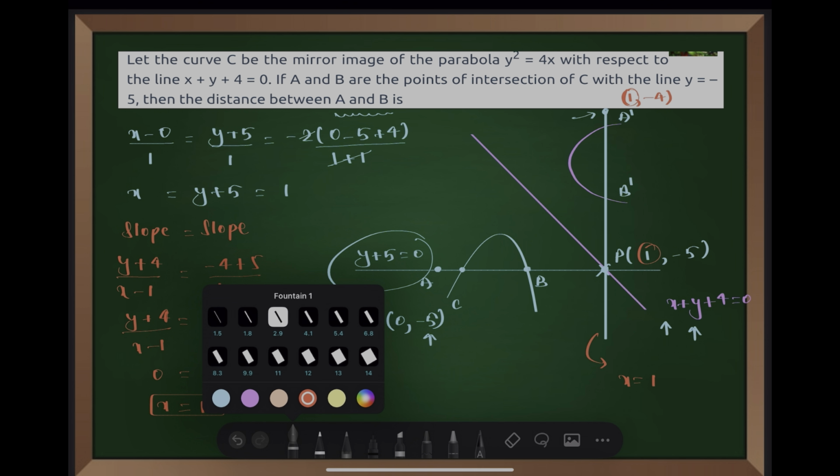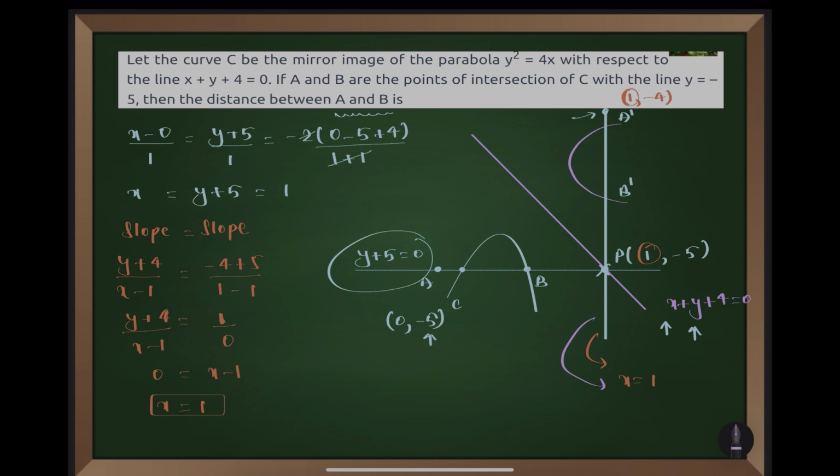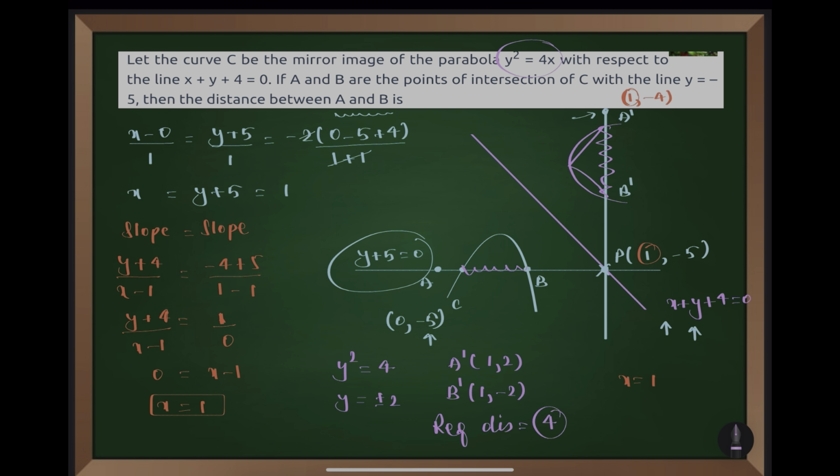Now what I'll do is solve this line with the real curve. The real curve is this. You know that x equals 1. So suppose x equals 1, then y square is equal to 4. So y is equal to plus minus 2. So we got point A dash as 1 comma 2, B dash as 1 comma minus 2. So the required distance is equal to 4 units. Correct or wrong? You can apply that formula because the distance in the real thing and the distance in the image thing will be the same. The area of a triangle in the real thing and the area of a triangle in the image will be the same.